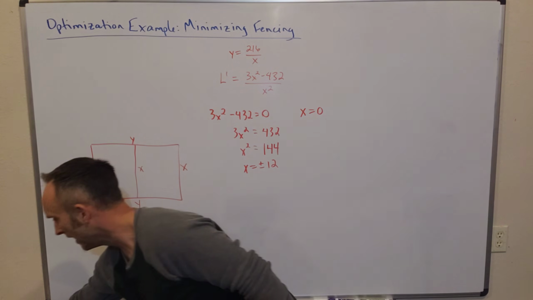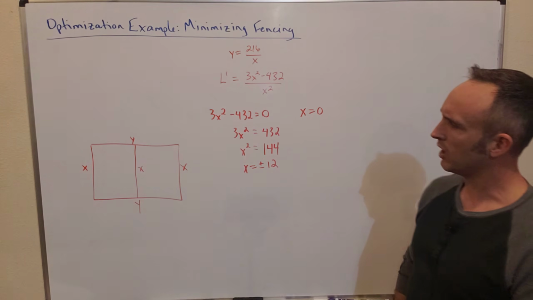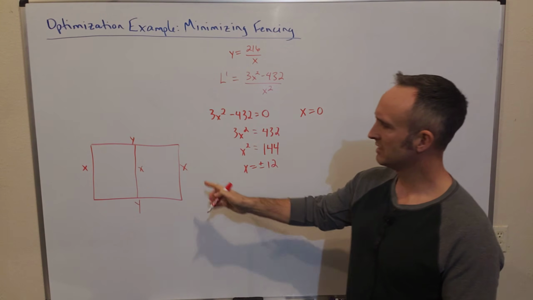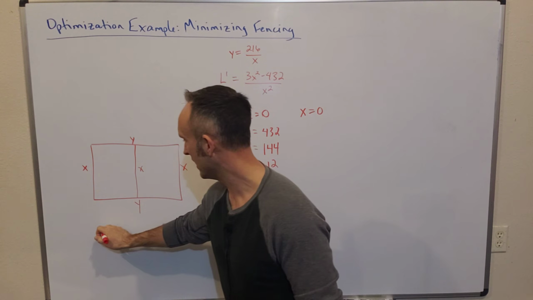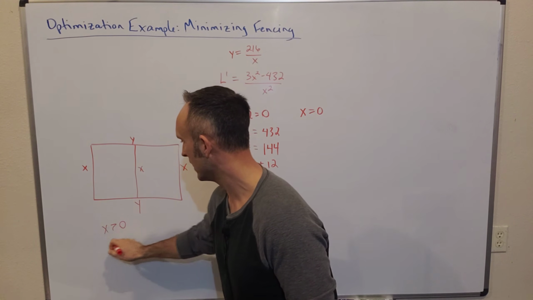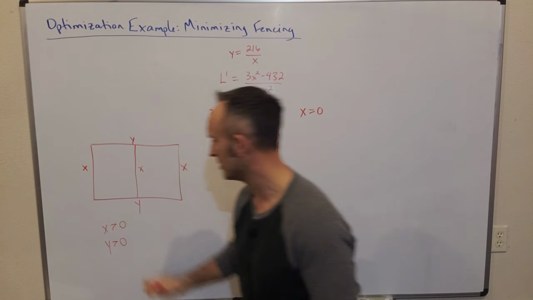Now, I want to mention something about x and y. We know, since x and y are both lengths, we know that x has to be greater than 0 and that y has to be greater than 0.